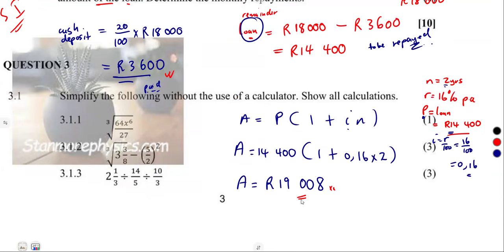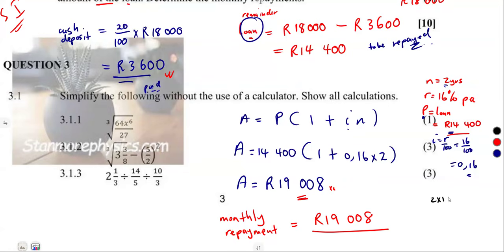So it has to be repaid now monthly for these 2 years. So what is our monthly repayment from the loan? Take note, you're supposed to be very careful on this one. Our monthly repayment is simply going to be the accumulated amount of the loan, 19,008, over the 2 years expressed in months. So that's 2 times 12, which is 24 months.